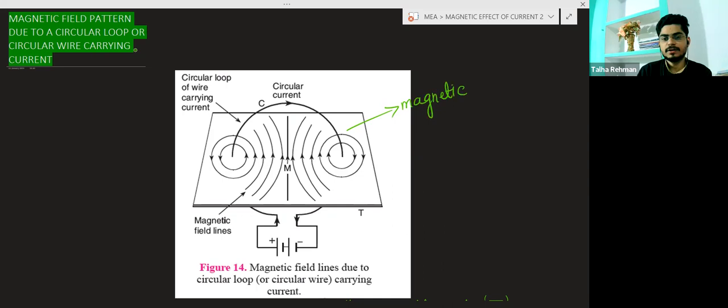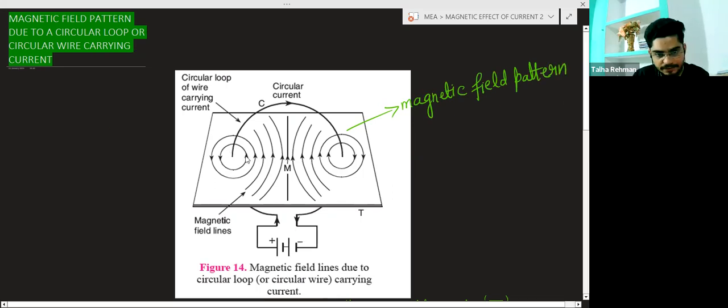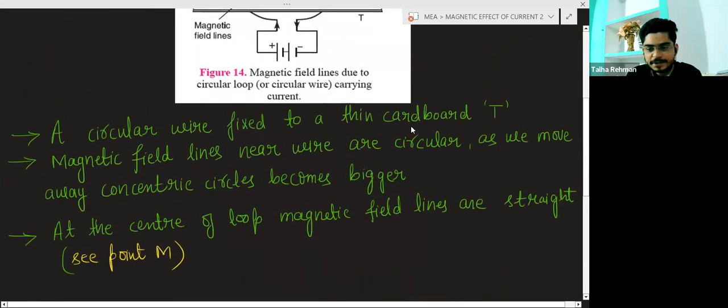This is the magnetic field pattern you will get. These are the magnetic field lines, or you can say the magnetic field pattern. So what is this? This is a circular wire loop connected with a battery, and with the help of this battery the current is flowing. This is the circular current. Since the wire is circular, the current will flow in circular form like this. The theory I have written already.